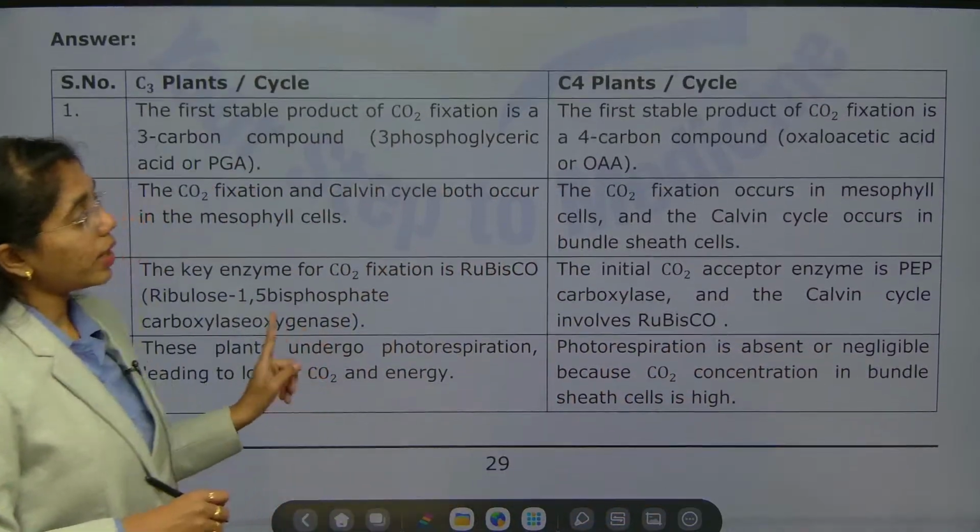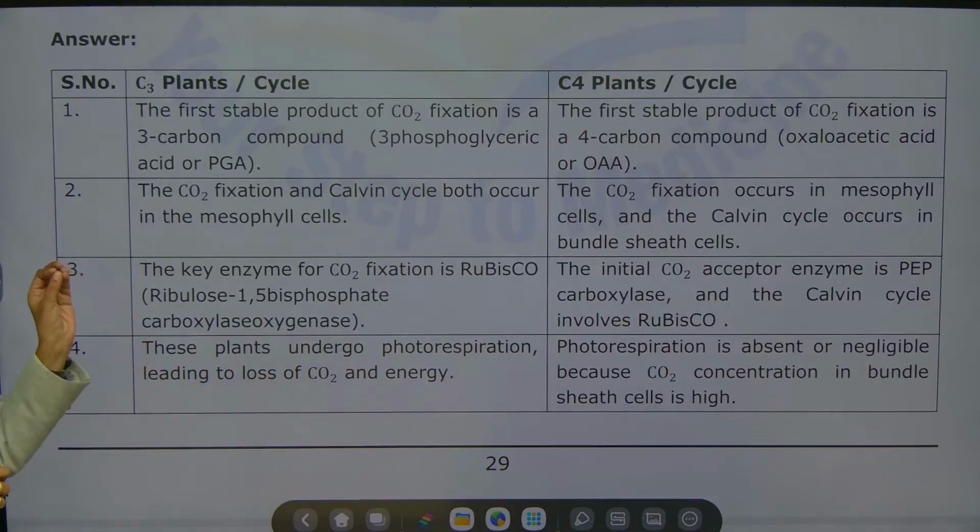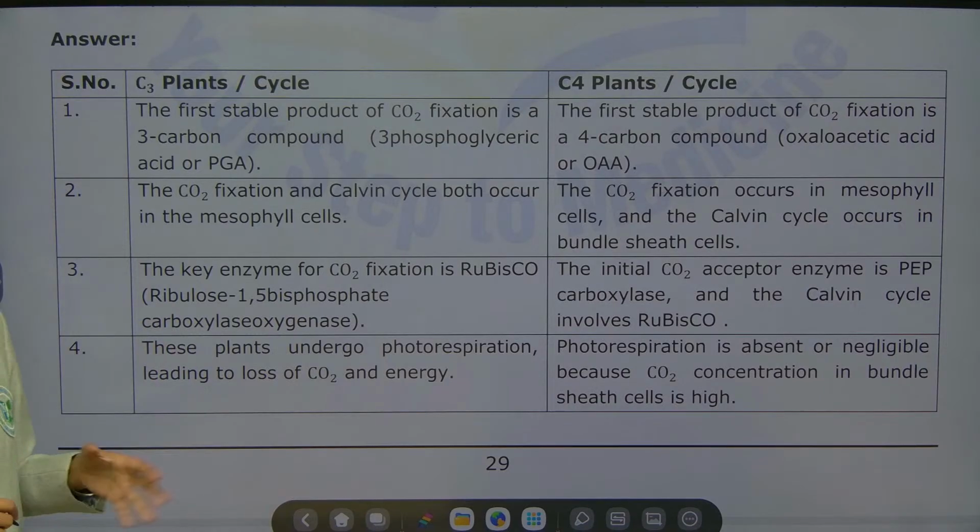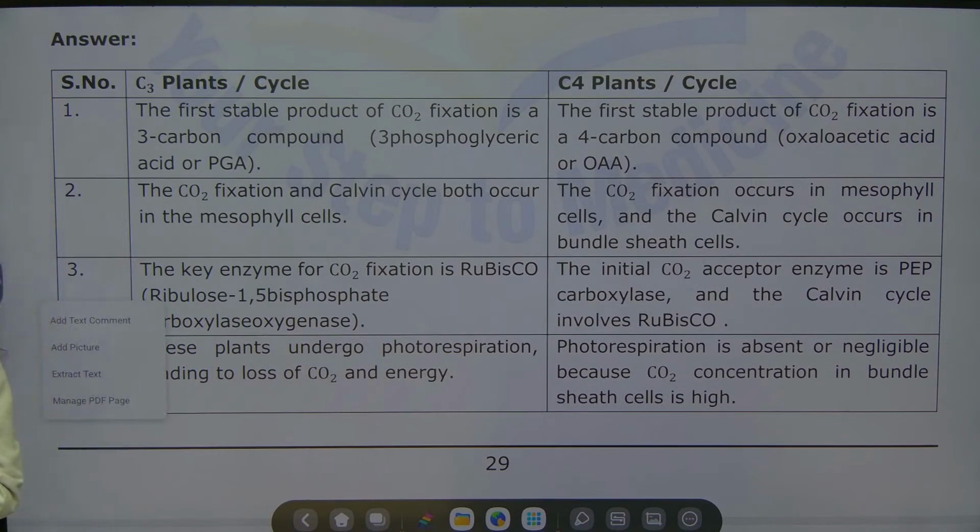Just if you want, you can take a screenshot as well, but this is how you have to explain crystal clear differences between C3 cycle and C4 cycle.